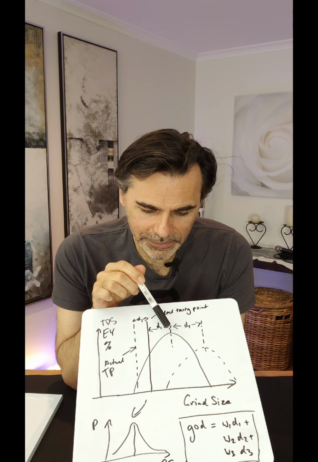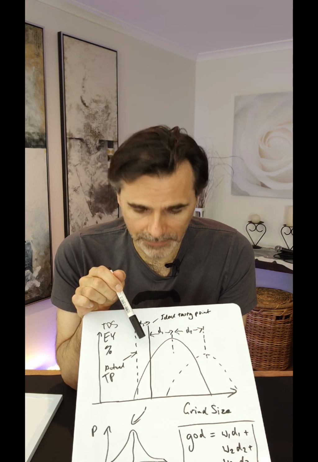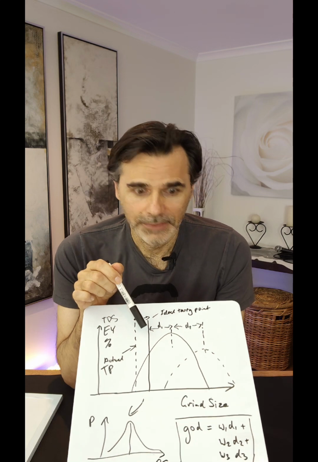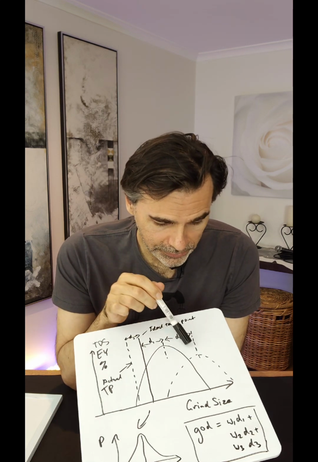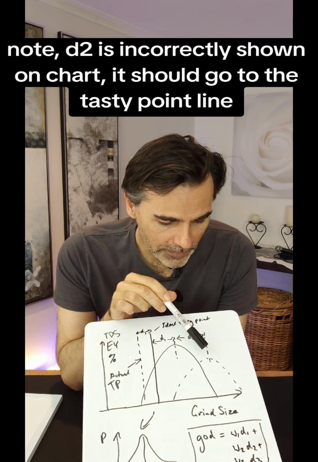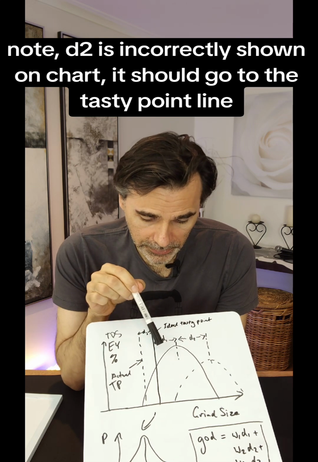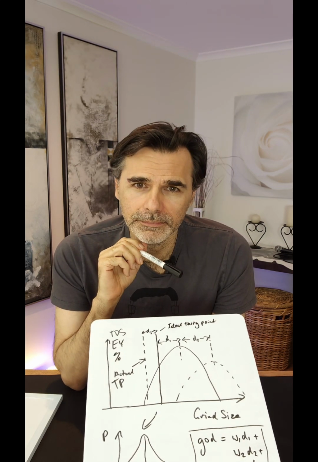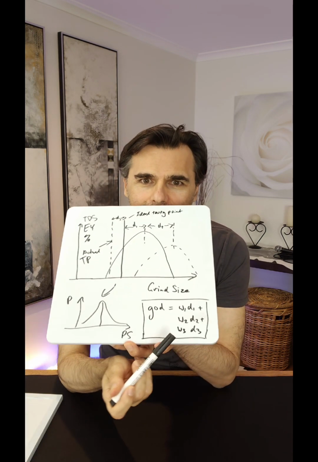Distance 1 is the distance from the TDS to the ideal tasty point, and distance 2 is the Kremer max line, or the Kremer maximum volume, to the ideal tasty point, right? And you have a weighting factor. You need weighting factors, right?